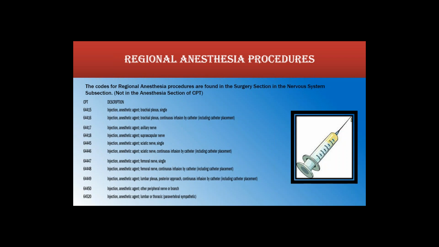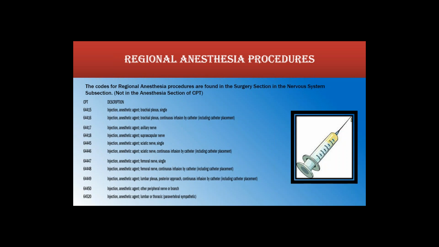If we take a look at CPT code 64445, this is an injection of an anesthetic agent in the sciatic nerve. CPT code 64446 is an injection of an anesthetic agent into the sciatic nerve using a continuous infusion by catheter. This also includes catheter placement.